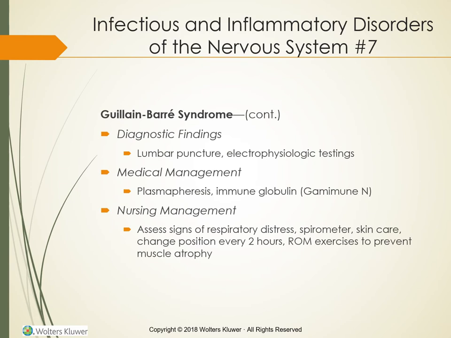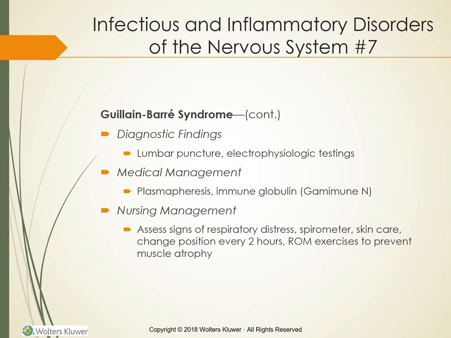In review, diagnostic findings include lumbar punctures and electrophysiologic testing. Medical management includes plasmapheresis and giving immune globulin, Gamimune-N. Nursing management is to assess signs of respiratory distress with a spirometer, skin care, change position every 2 hours, and range of motion exercises to prevent muscle atrophy. Again, review of nursing management.